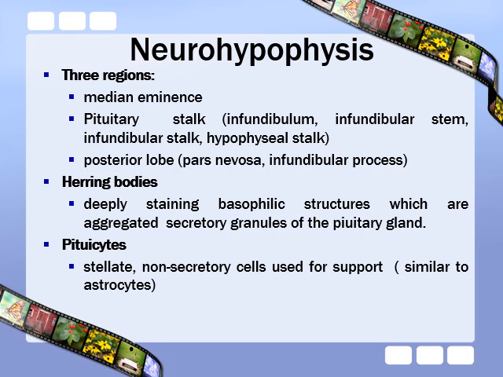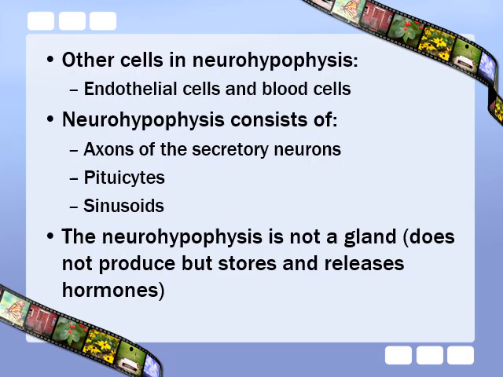It embodies deeply staining basophilic structures which are aggregated secretory granules, and the pituicytes, which are stellate non-secretory cells used for support. Other cells in the neurohypophysis are the endothelial cells and blood cells. The neurohypophysis consists also of axons, pituicytes, and sinusoids. So the neurohypophysis is not a gland.